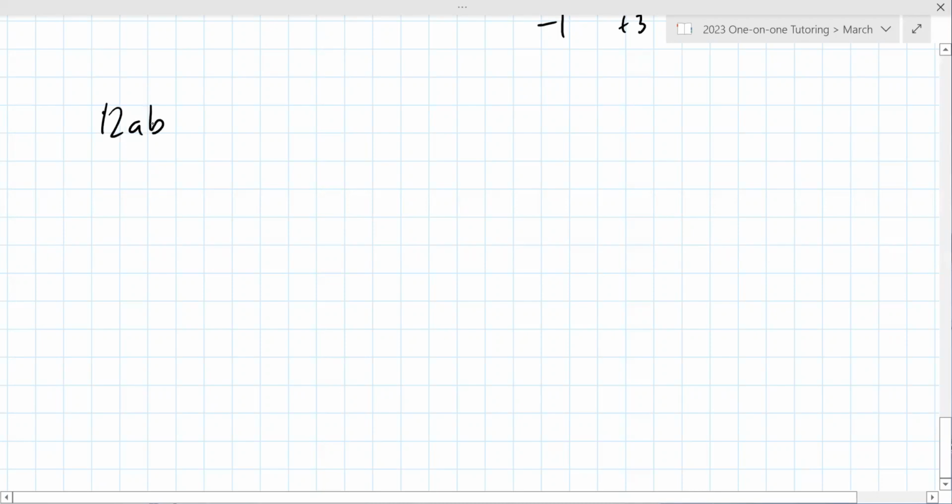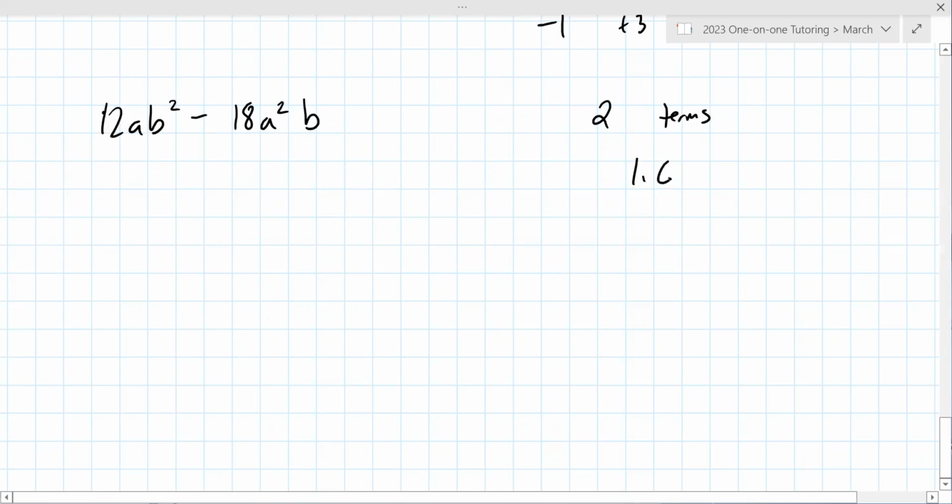All right. So 12AB squared minus 18A squared B. Like this. Okay. All right. So two terms here, right? First term, second term. So here are our options.